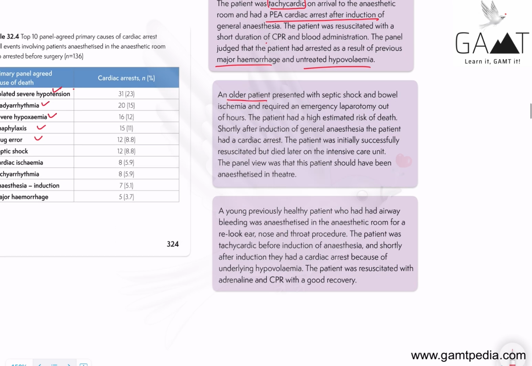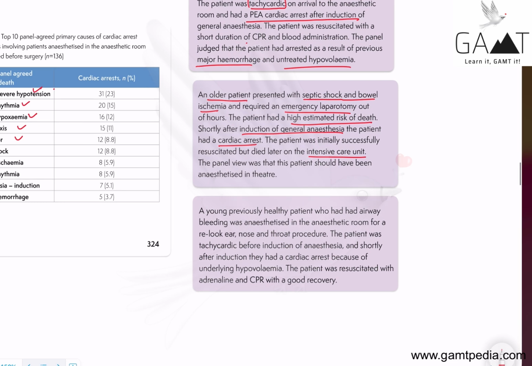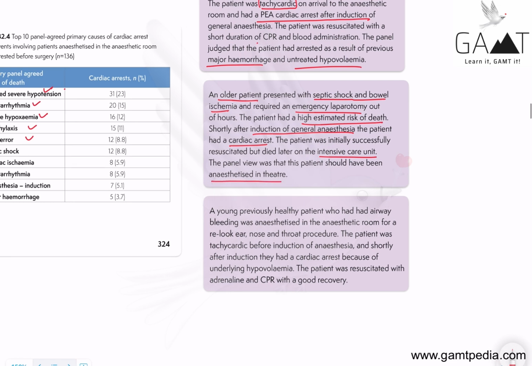An older patient presented with septic shock and bowel ischemia, needing an emergency laparotomy. Again, all red flags: straight away go to the theatre, not the anesthetic room. Patient high estimated risk of death. Shortly after induction of general anesthesia, the patient had a cardiac arrest, of course, and died in the anesthetic unit. Should be anesthetized in theatre. Now, would anesthetizing this patient in theatre have changed the outcome? Probably not. But at least you'll be in a better position to manage the cardiac arrest if that has to happen.